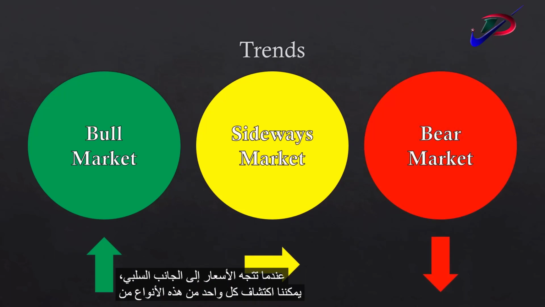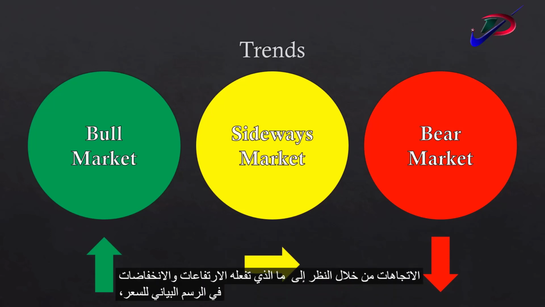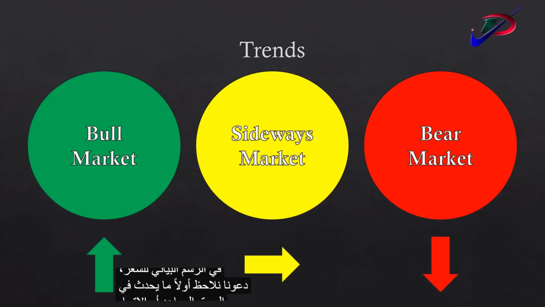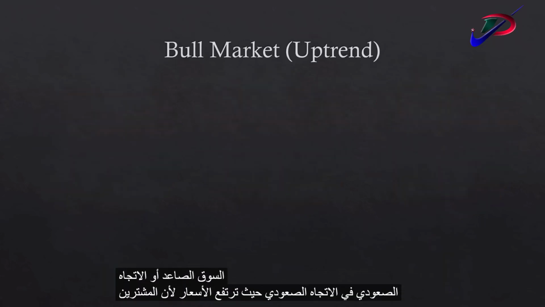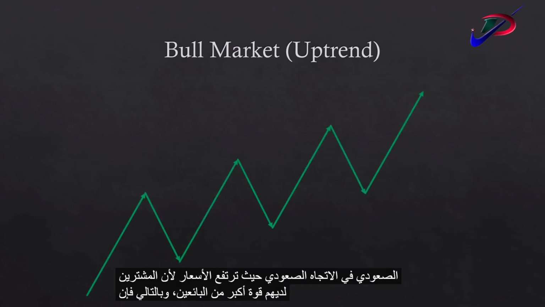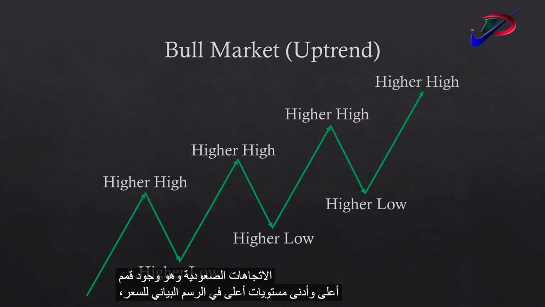We can detect each one of these types of trends by looking at what highs and lows are doing in the price chart. Let's first observe what happens in a bull market or uptrend. In an uptrend, prices rise because buyers have more power than sellers, so the upward price movements are larger than the downward price movements. This creates the main characteristic of uptrends, which is the presence of higher highs and higher lows in the price chart.